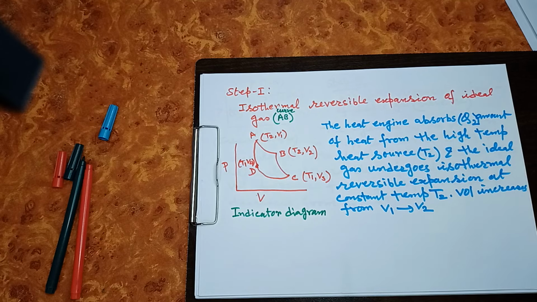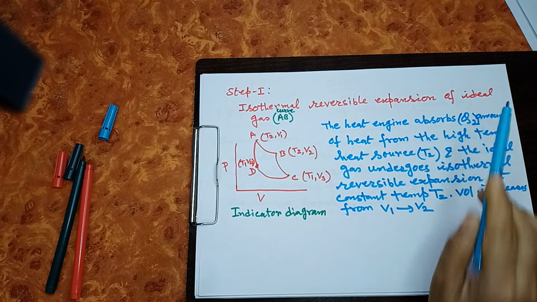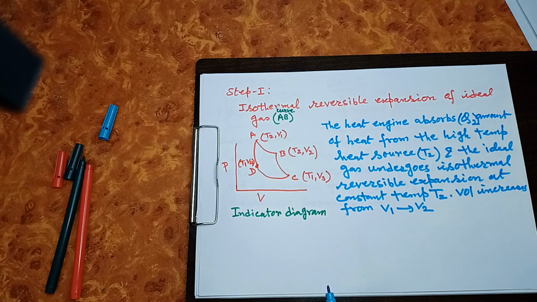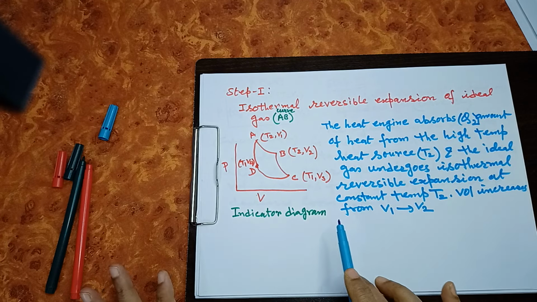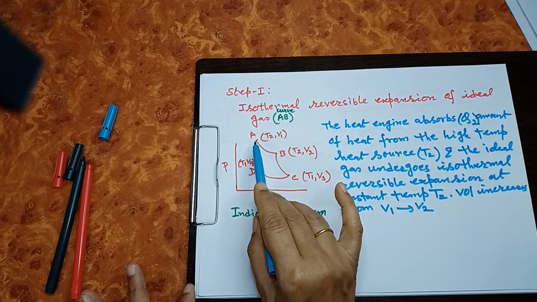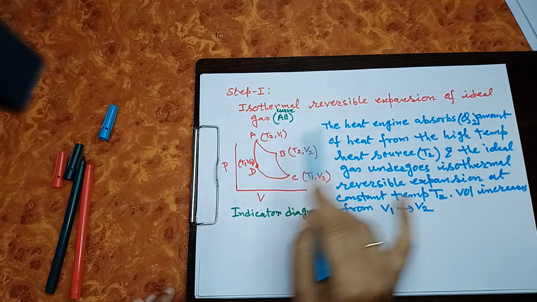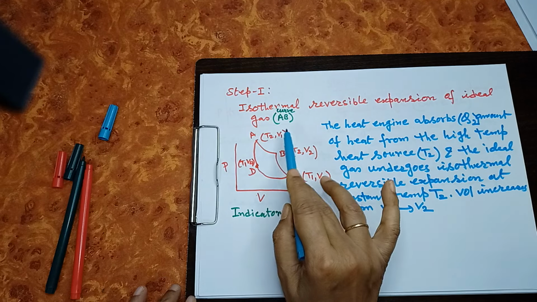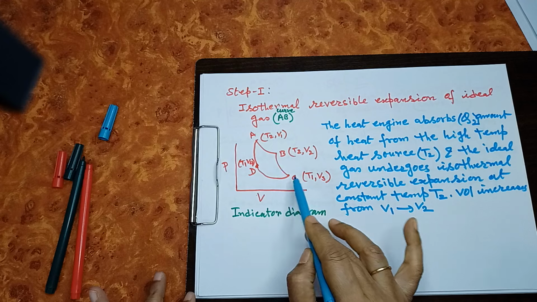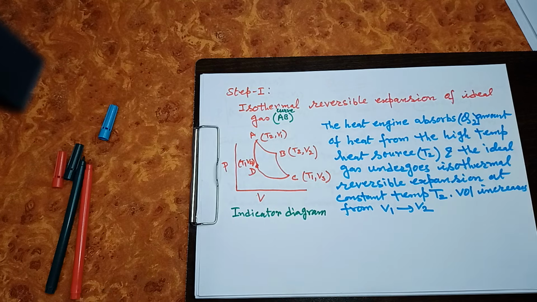Coming to step 1. Step 1 is isothermal reversible expansion of ideal gas. Now, if we represent the entire cyclic process in the pressure volume curve, that is known as the indicator diagram, then it is like this. This is curve AB. This indicates the first step, that is isothermal reversible expansion of ideal gas. Second step is represented by the curve BC, third step by CD and fourth step by DA.